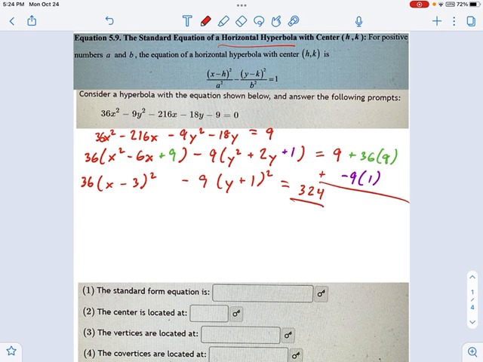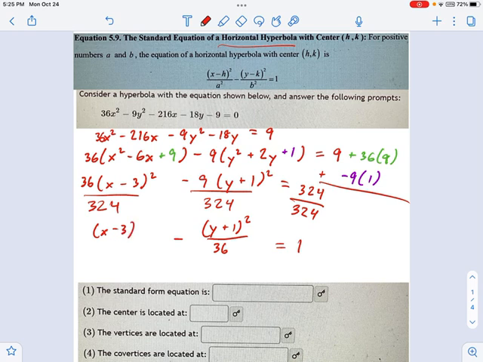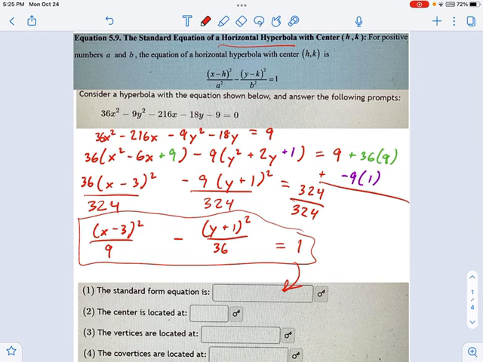Okay, great. Next step to getting this in standard form is divide everything by 324. The purpose of that is so I can just say on the right side equals 1. I need that. And then in the middle group, I have y plus 1 squared divided by 9 over 324, which is equal to 1 over 36. And over here, I've got x minus 3 squared, 36 over 324, so that's over 9. Great. This is standard form right here. There's my standard form equation.